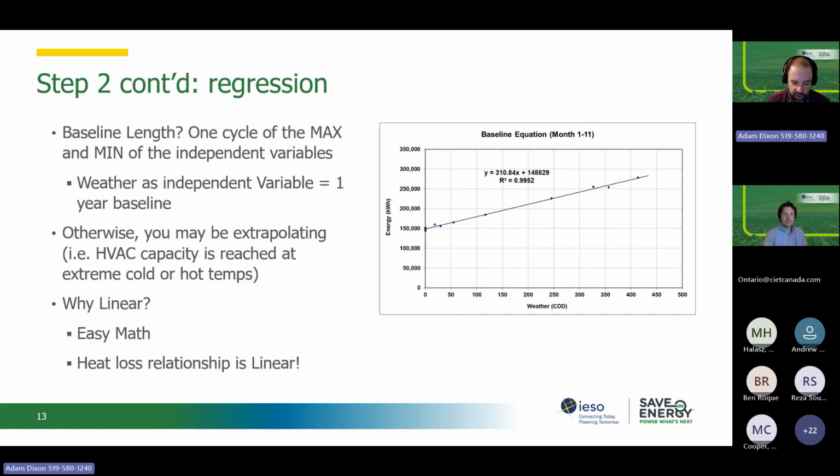We can do a linear equation, easy math, and it also does represent something physically. The heat loss relationship in a building is linear. So this is what we're modeling here with weather: the heat balance in the building. We're asking, what is the amount of heat in the building before the retrofit? What is the amount of heat in the building after the retrofit? So we're just doing a heat balance there.